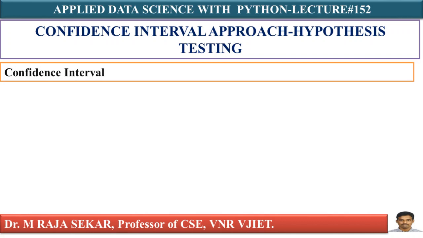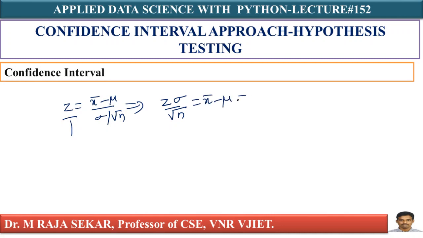Now we will try to understand the formula for the confidence interval. How are we going to construct this confidence interval? We know one famous formula: Z equal to x bar minus mu by sigma by root n. If you cross multiply, what will you get? Z into sigma by root n equal to x bar minus mu. So mu equal to x bar minus z sigma by root n. Here we have to express this in the form of limits.